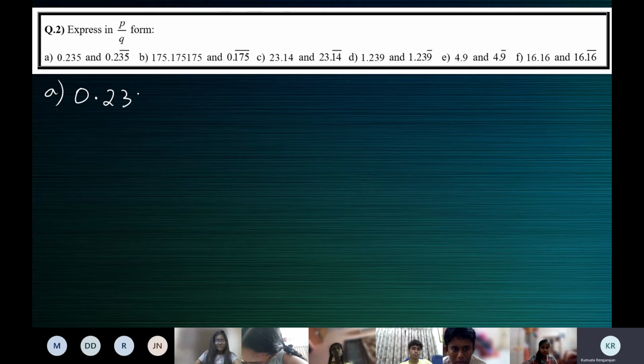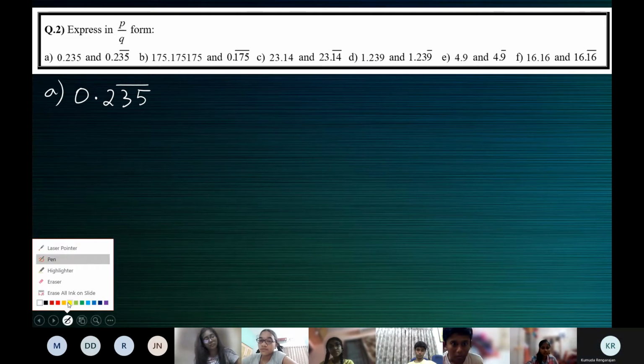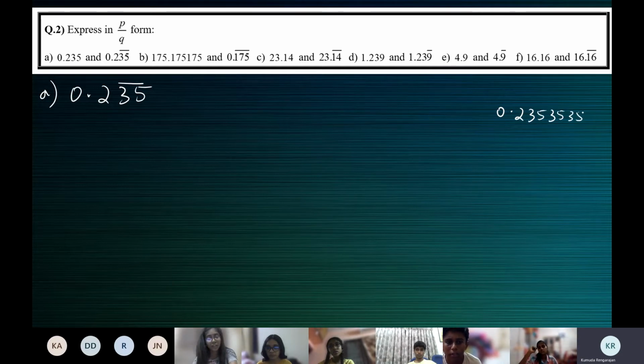Now the most important thing, we are doing A only. The second one, how to write 0.235 with 35 recurring. The next question is a test. Listen very carefully. 0.2 with 35 recurring, children. Only 35 recurring. That means it's 0.235, 35, 35 going on forever. Only 35 is going on forever.